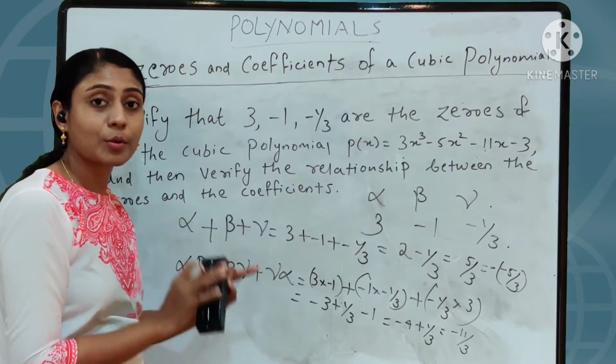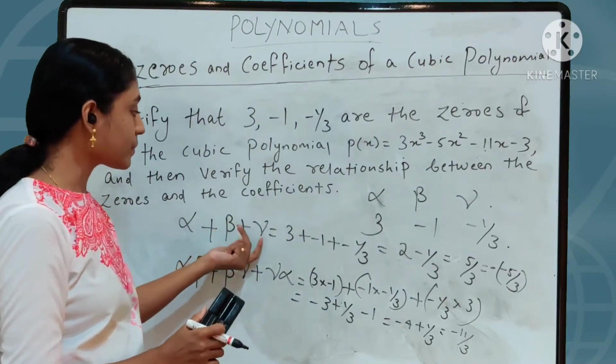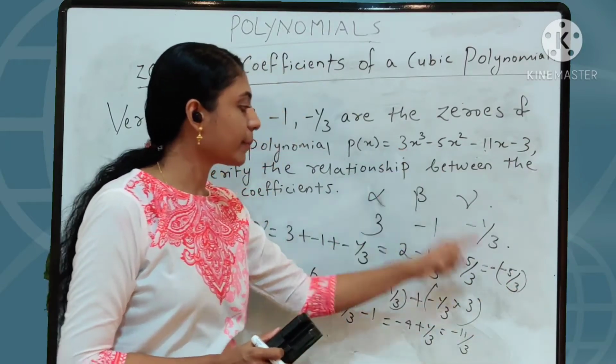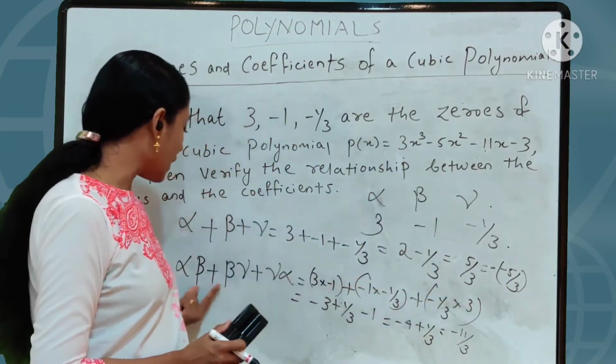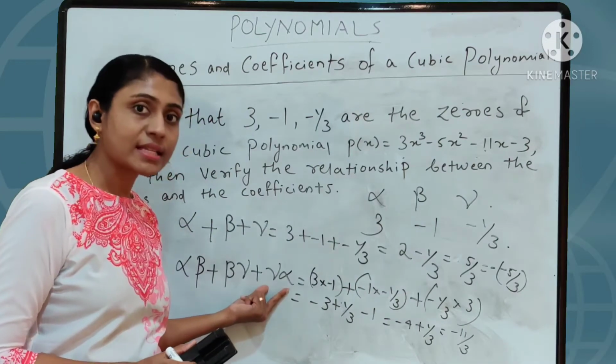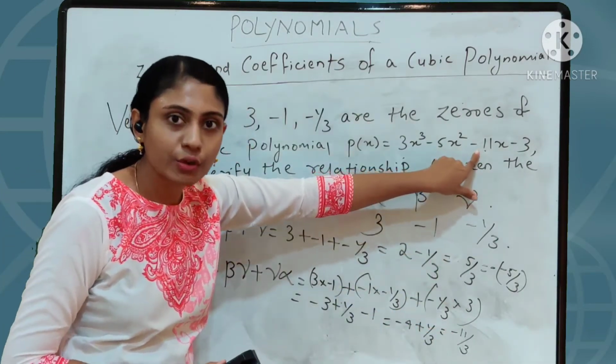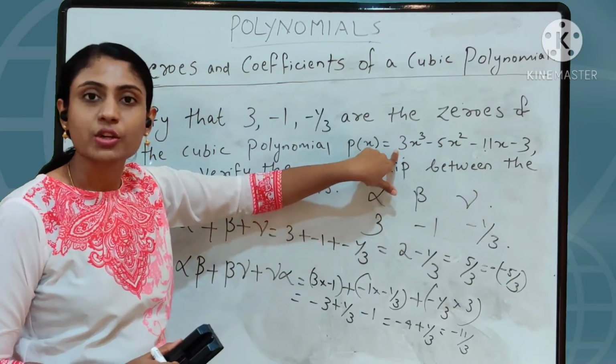So we got the sum of the zeros, alpha plus beta plus gamma, which is nothing but negative of coefficient of x square divided by coefficient of x cube. And alpha beta plus beta gamma plus gamma alpha is equal to minus 11 by 3, that is coefficient of x divided by coefficient of x cube.